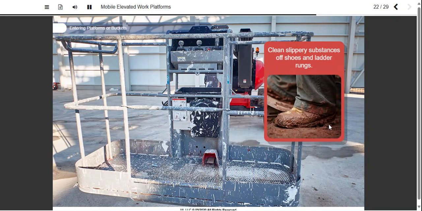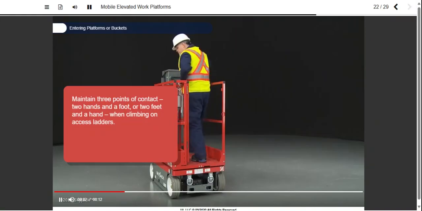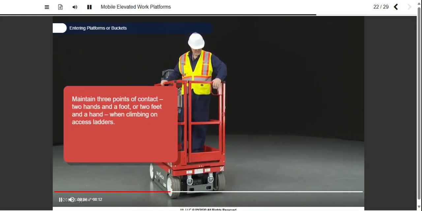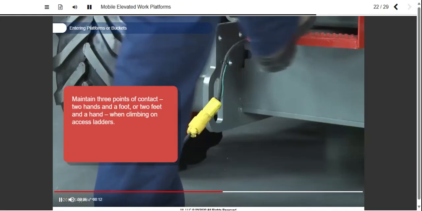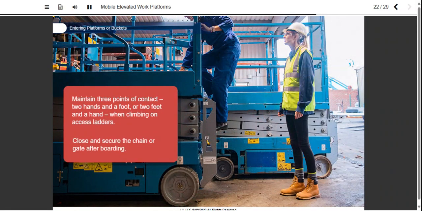Check your shoes and the ladder rungs. Clean off any grease, mud, or other slippery substances before ascending. Maintain 3 points of contact when climbing access ladders. This means keeping both hands and one foot, or both feet and one hand, on the ladder. Always close and secure the chain or gate after boarding.